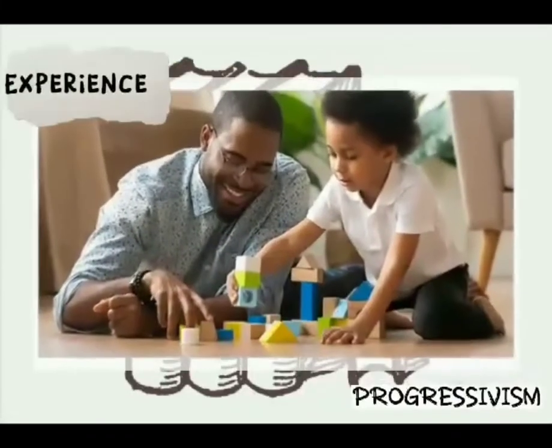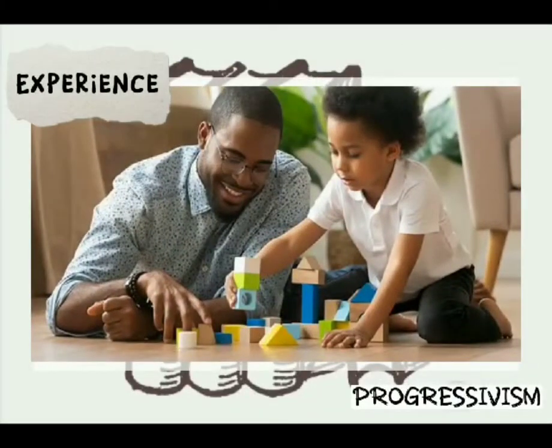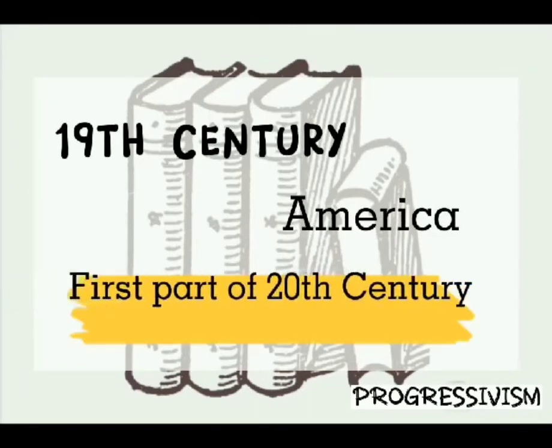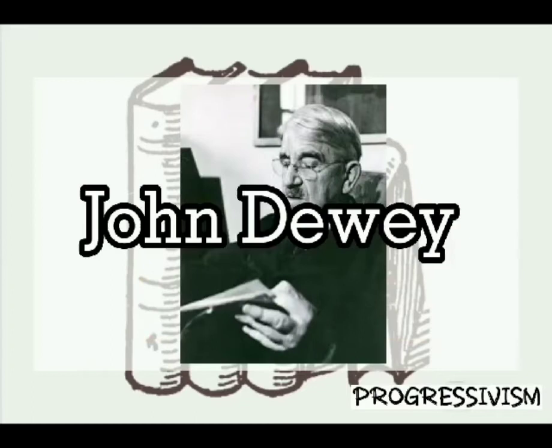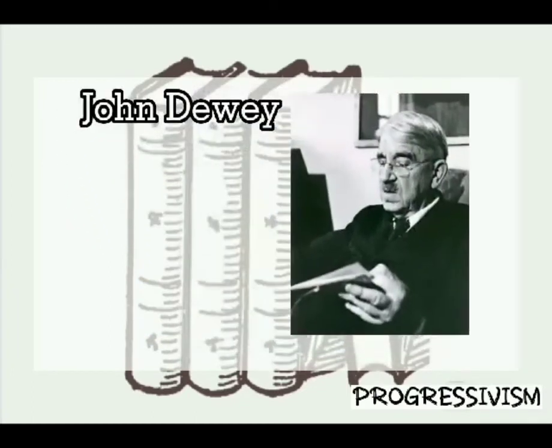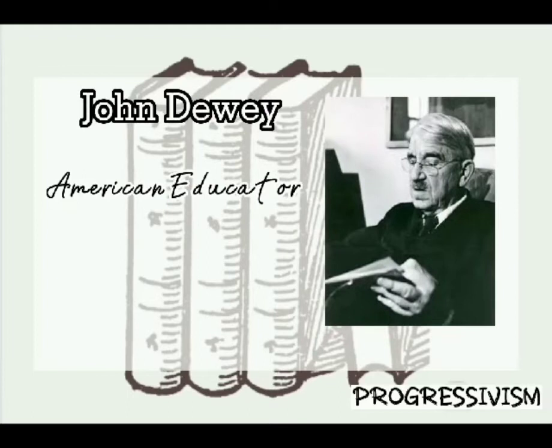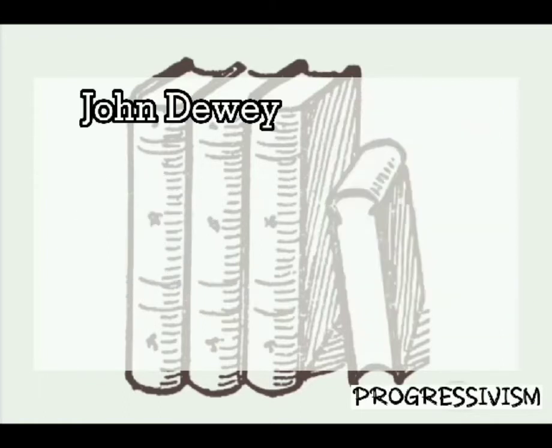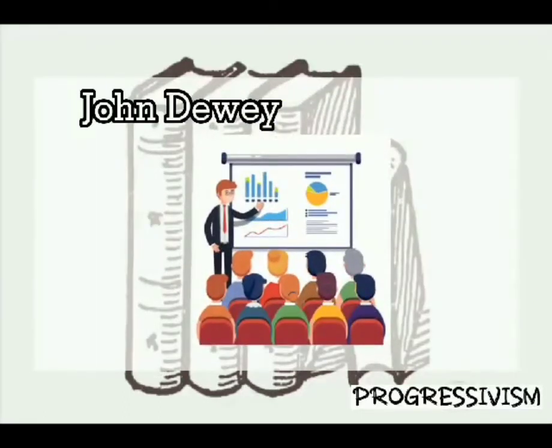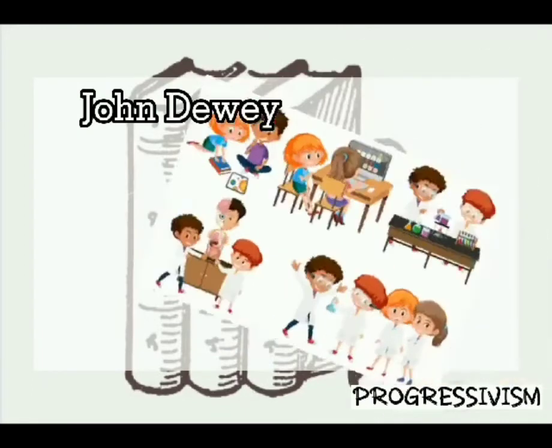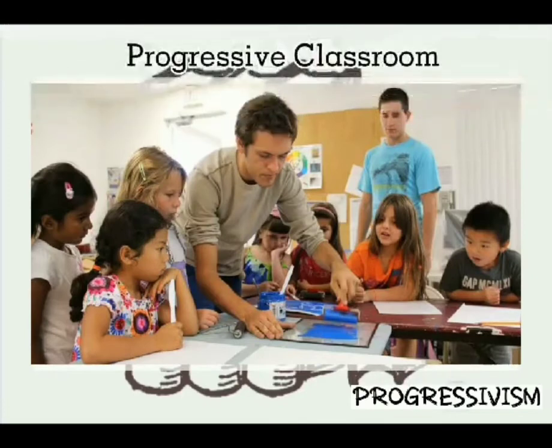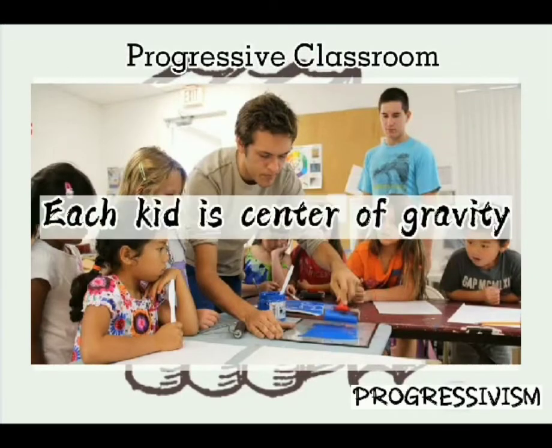Progressivism comes from the experience of the child. This hypothesis was developed in the late 19th century in America and lasted throughout the first part of the 20th century. John Dewey, an American educator, was a key figure in progressivism. He thought that students should be exposed to democracy at school in order to become better citizens. According to Dewey, instead of having an all-knowing instructor stand in front on a lecture, students should be an active part of their education. In a progressive classroom, each kid is the center of gravity.